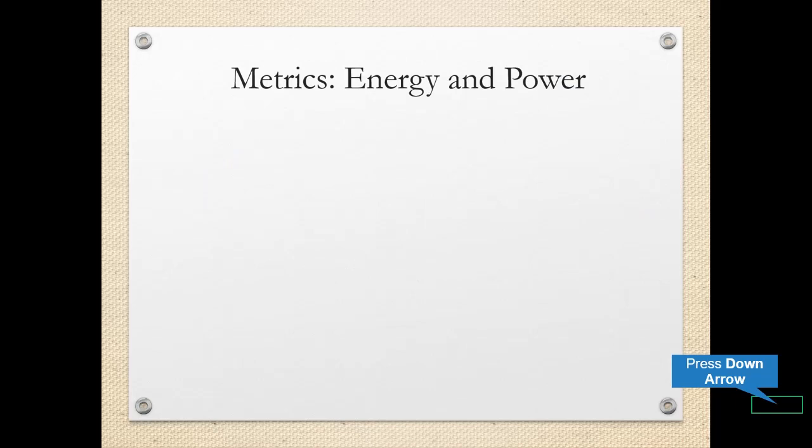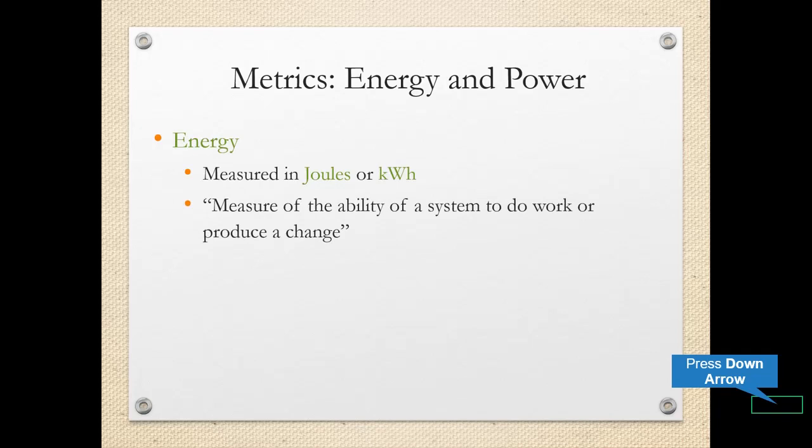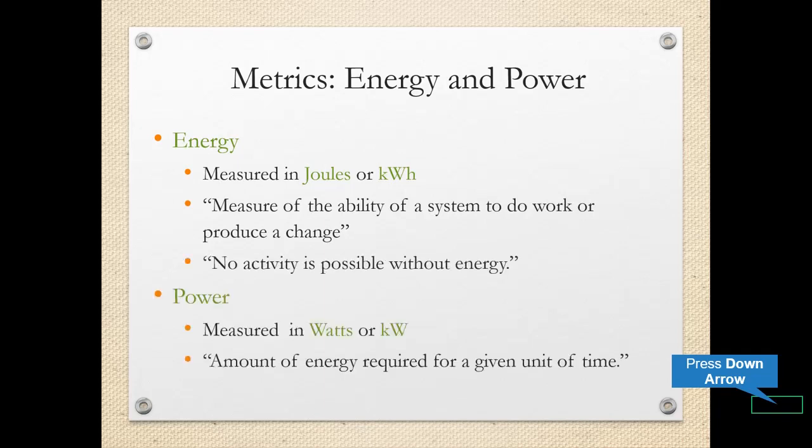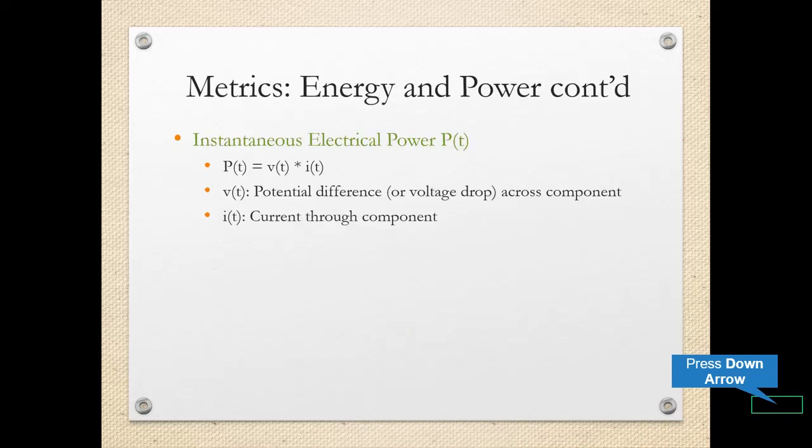So we'll see the metrics for energy and power. Energy is measured in joules or kilowatt-hours. It is the measure of the ability of a system to do work or produce a change, and no activity is possible without energy. Now we'll see about power. It is measured in watts or kilowatts, and the amount of energy required per given unit time is nothing but the power. This power may be instantaneous or average. Instantaneous means that the change with respect to time is considered.